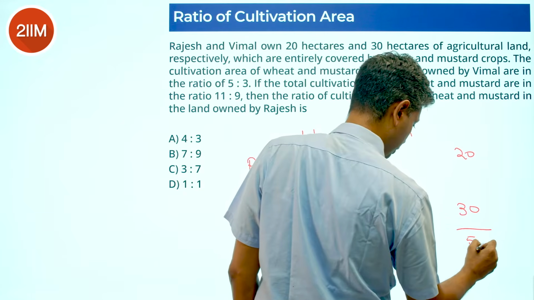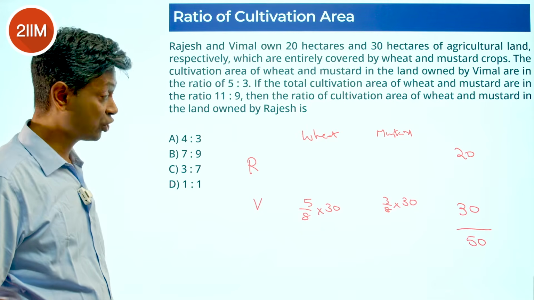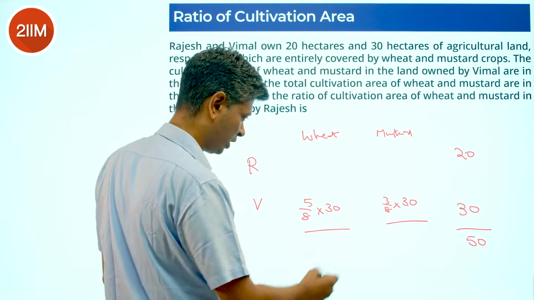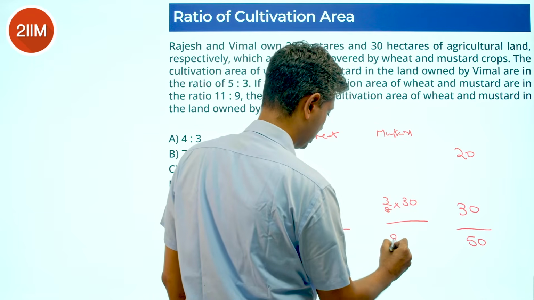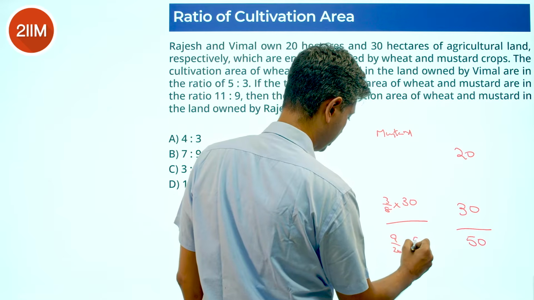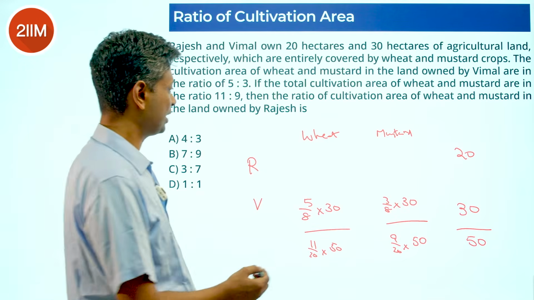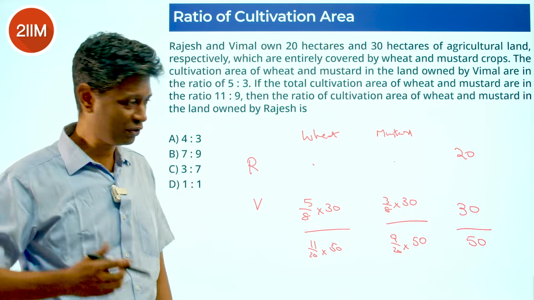Overall is 50. The total cultivation area of wheat and mustard are in the ratio 11:9. So 11 by 20 into 50, 9 by 20 into 50. And we need the ratio of cultivation of wheat and mustard in the land owned by Rajesh. Got all the numbers. Super simple question, a bunch of difficult ones.